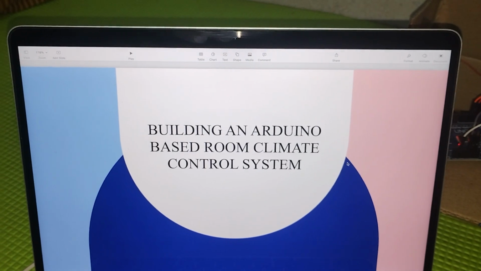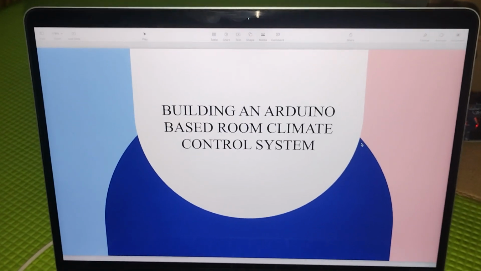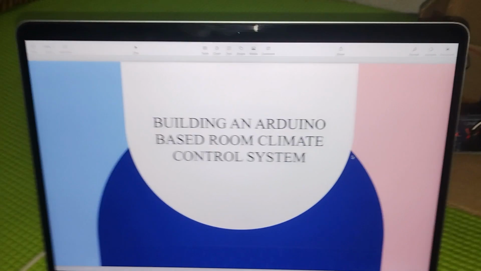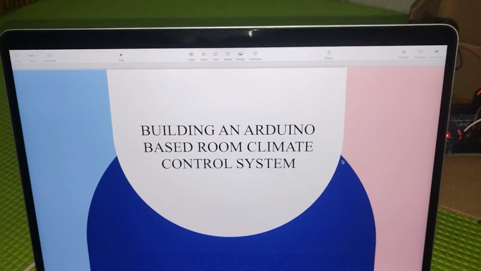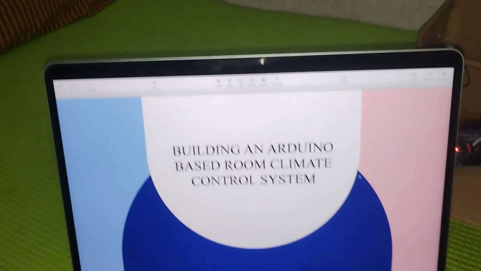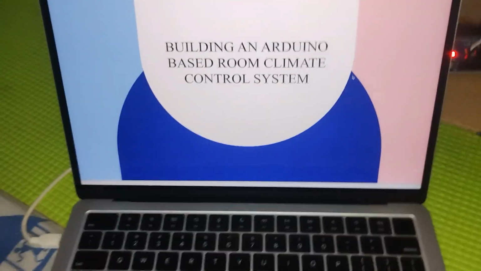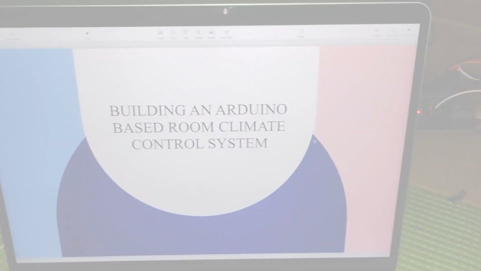Hello guys, today I am making a working prototype of my mini project, which is building an Arduino based room climate control system. It helps in regulating humidity and temperature of a room whilst using a cooler. For this project I used the following components.